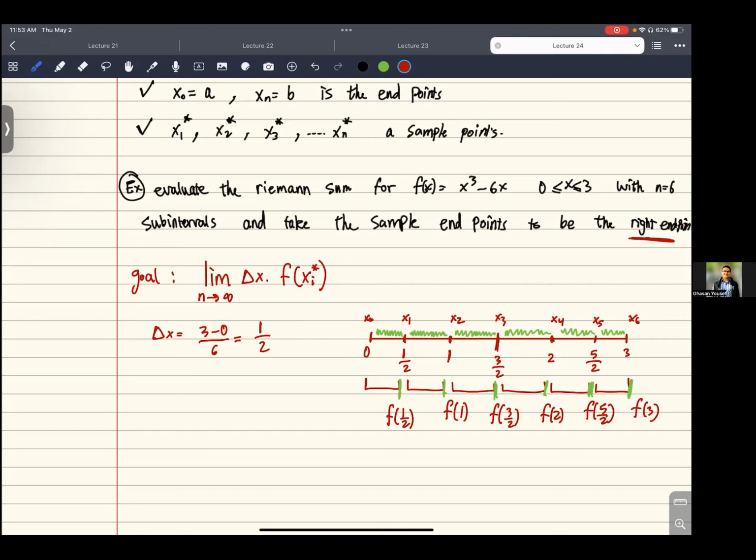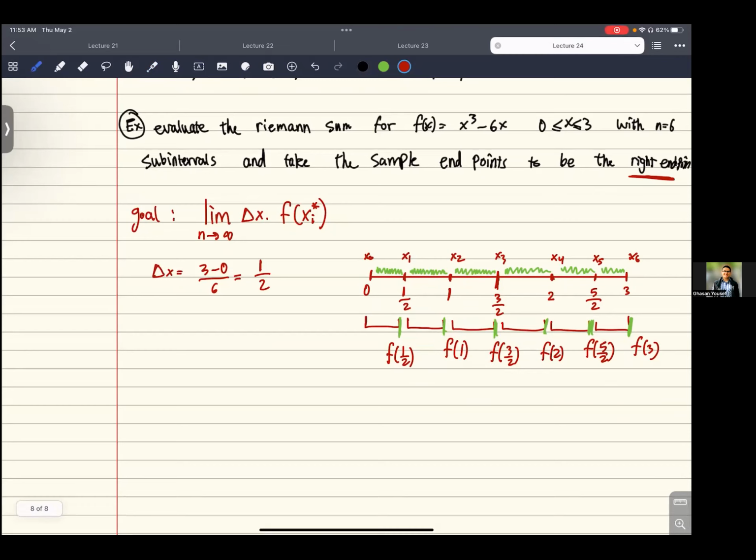What is f of 1/2? I plug this value inside the function. What do you get? I need your help. What's f of 1/2? After you plug it inside the function, minus 2.8, I think.